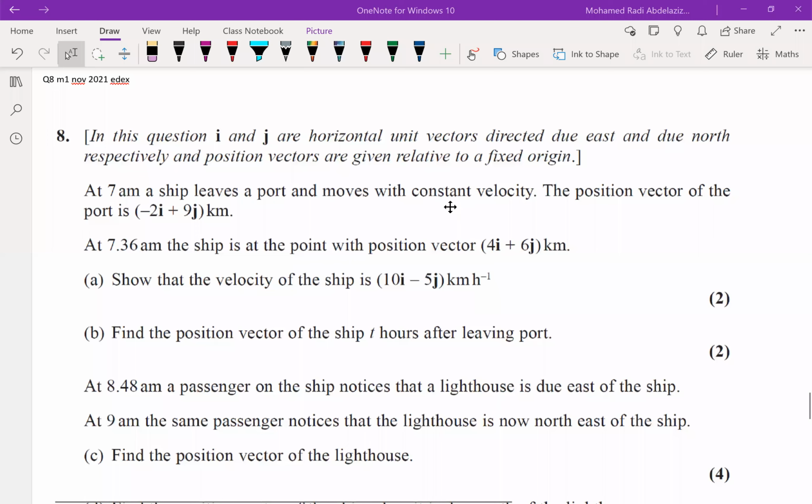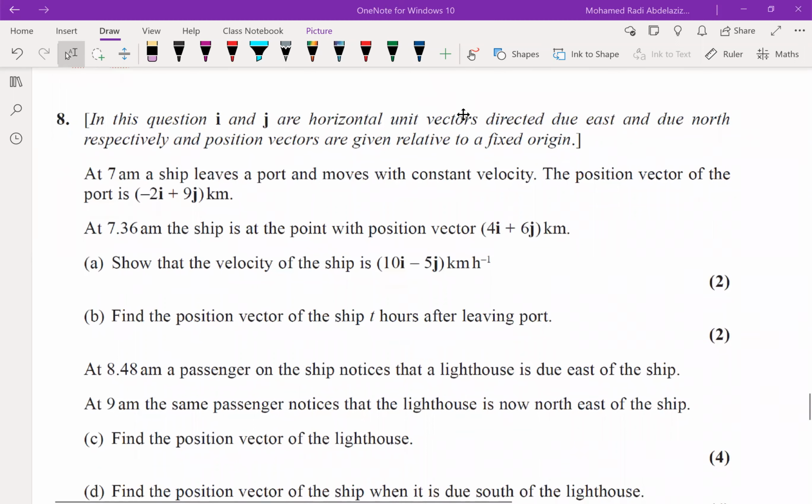Hi guys, in this tutorial I'm going to solve question number 8, Mechanics 1, November 2021. This question relates to vectors. In this question, i and j are horizontal unit vectors directed to the east and to the north. At 7 a.m., a ship leaves a port and moves with constant velocity.